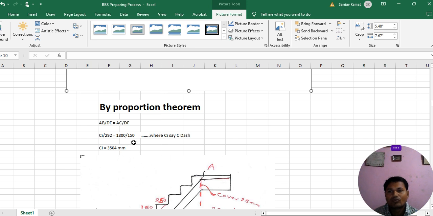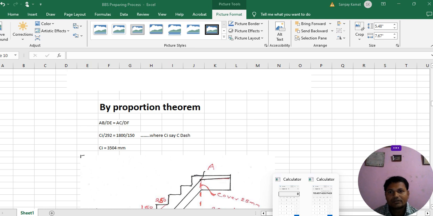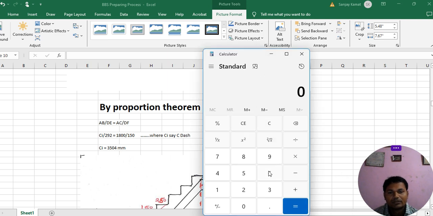Once we know this, you can do it on the calculator. I will show you in this calculator. To do this, what do we have to do?